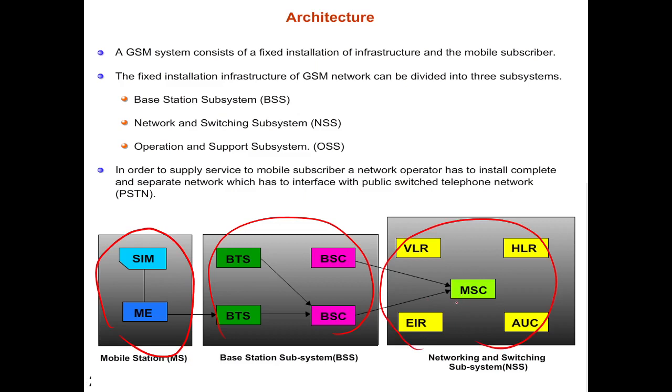The network and switching subsystem and the BSS are going to be maintained and controlled by the operation and support subsystem. That's called OSS. This is another subsystem, the operation and maintenance center for the BSS and the NSS together. But the case is this: you have your base station subsystem, your network switching subsystem, your mobile station, and your operation and support subsystem. These are all the different subsystems that are there as part of a mobile subscriber coming on to use a fixed infrastructure. That's the typical idea here.